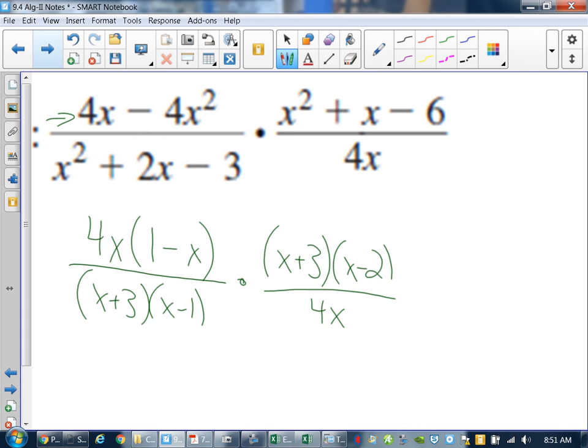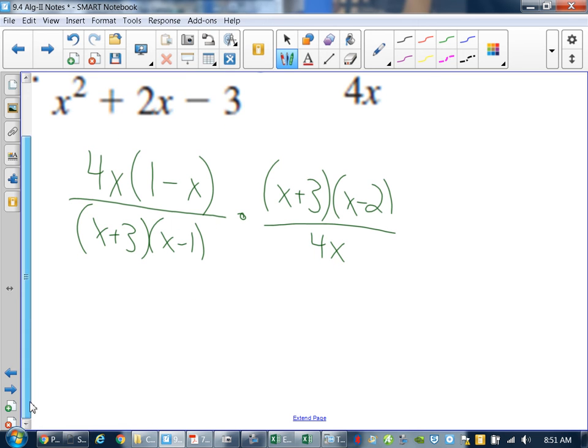So, for this problem, the x plus 3 on the top and bottom need to cancel each other out. Yep. And so are those two 4x's? Yep. Okay. So here's what happens. Things start to drop.